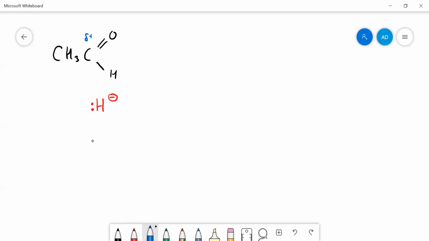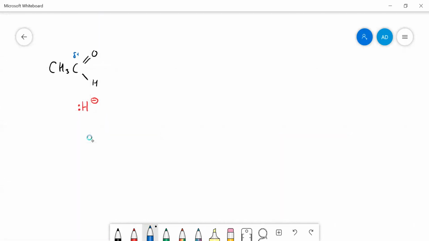So the first step in the mechanism is that lone pair is going to form a bond, there should be a double-headed arrow there, to that carbon. That carbon is now going to be forming 5 bonds. So one of the bonds here is going to break, and it's the pi bond. That goes onto the oxygen. So let's draw what the intermediate is going to look like there.